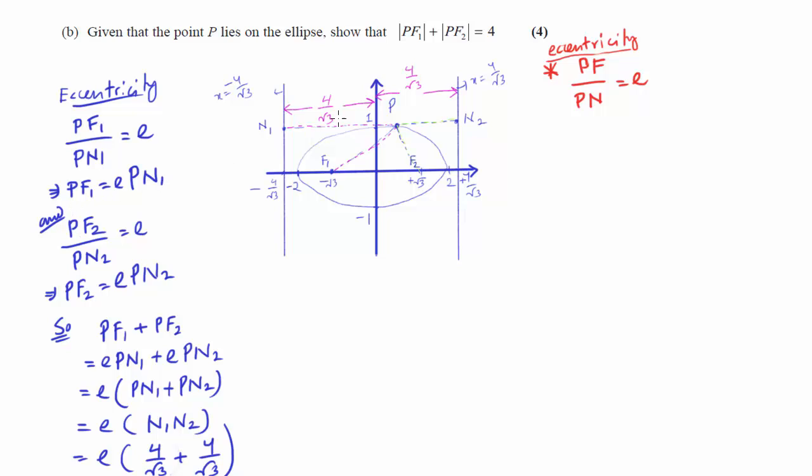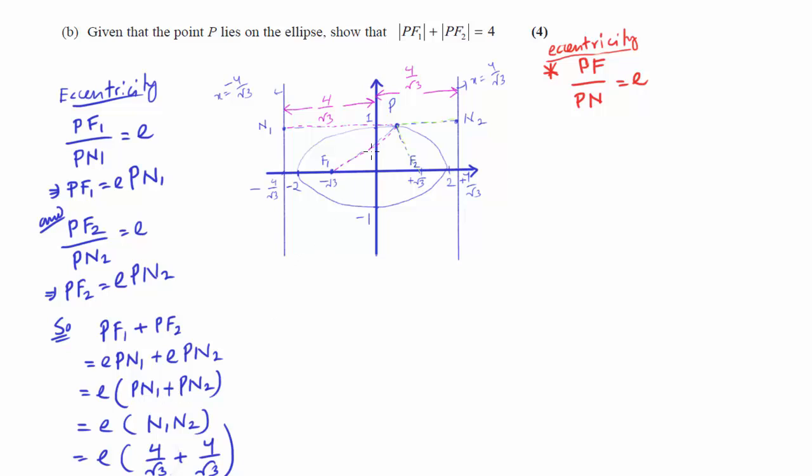Now the same thing can be done with the other point Pf2 and the base of the perpendicular from the point P to the other directrix, which is n2, and we will get the same thing. Now we have to find the total of Pf1 and Pf2. If we add it up and take the E common, it turns out to be Pn1 plus Pn2.